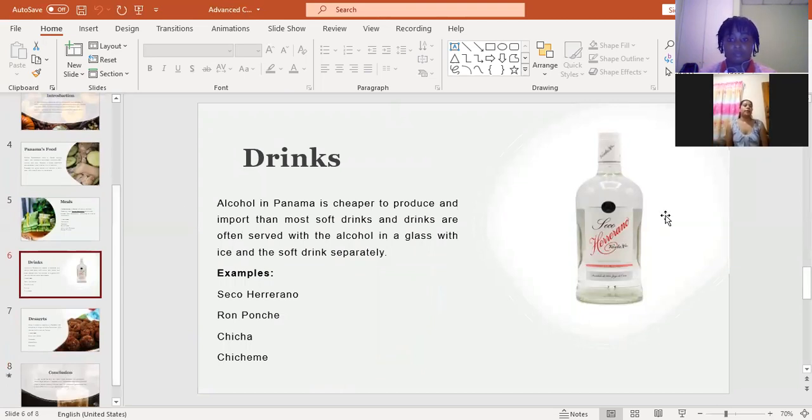Drinks of Panama. Alcohol in Panama is cheaper to produce and import than most soft drinks, and drinks are often served with the alcohol in a glass with ice, with drinks separately. In Panama, the most popular drink is Seco Herrerano. It's produced in Herrera province.